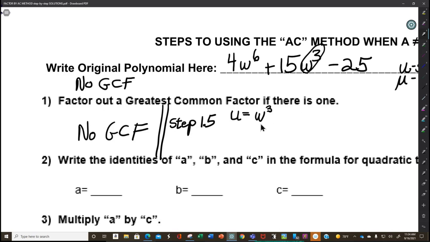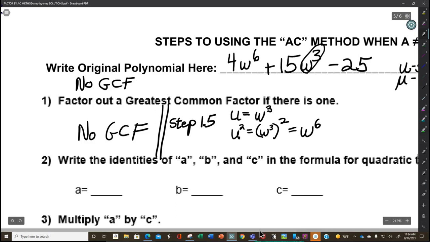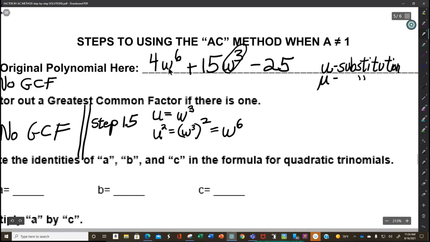And then if I square both sides of this equation, U squared equals W cubed squared. Then I know that because when you have a base raised to a power again, you multiply the powers. That's going to be W to the sixth power. Now I see, because I have a W to the sixth power here, and I have a W to the third power there, I can rewrite this temporarily as a quadratic trinomial.